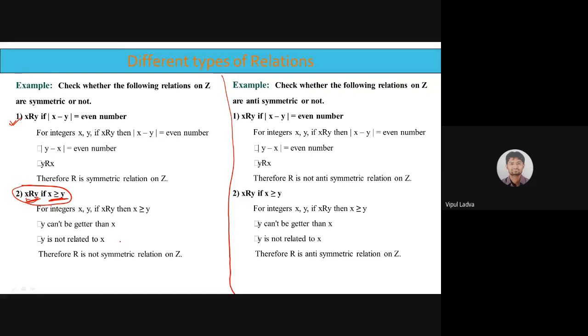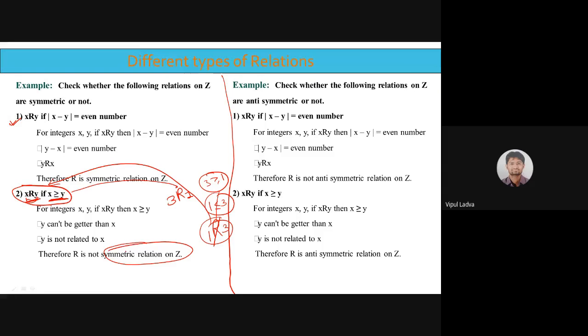If we think about the second one, if x is greater than or equal to y, then x is in relation with y. Now this cannot be symmetric, why? Because 3 is in relation with 1, since 3 is greater than or equal to 1. But 1 is greater than or equal to 3 is wrong. So 1 is not in relation with 3, whereas 3 is in relation with 1. So it is not possible under this relation to get the opposite pair. So this relation is not symmetric. The first is symmetric.